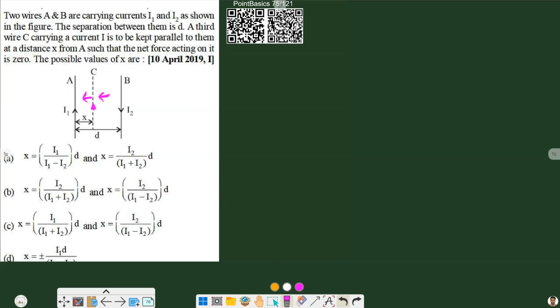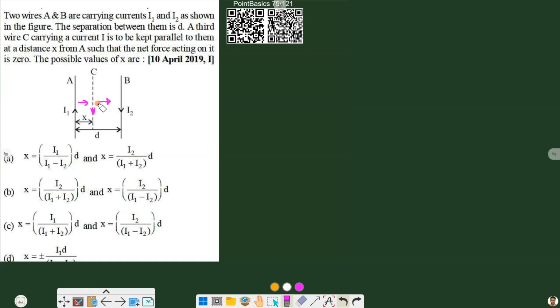If we reverse the direction of the current, if we make it downward, now C and B have the same direction of current, so C will be attracted towards B, and A and C have opposite directions of current, so it will be repelled again towards B.